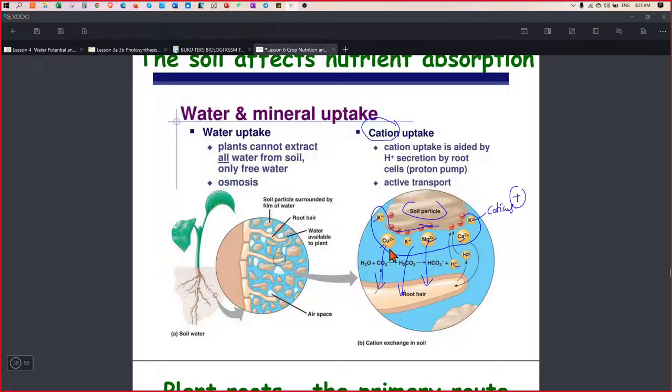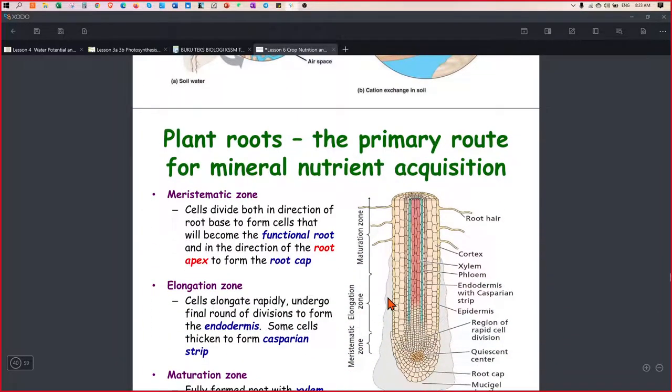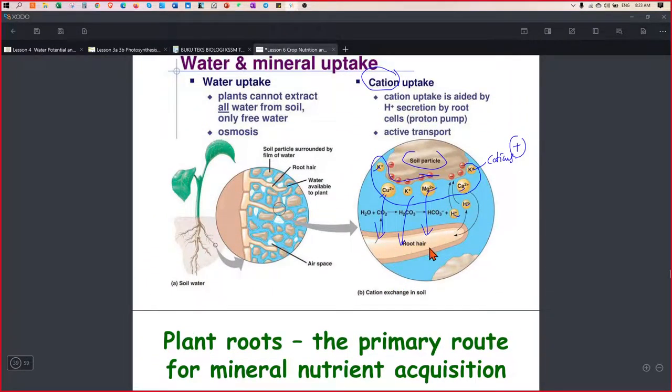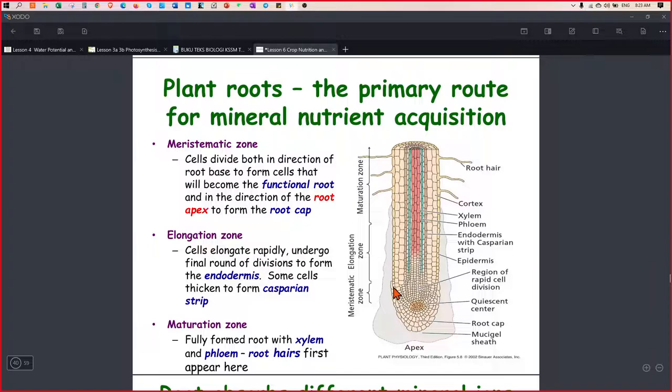Okay, right. So this is one way of nutrient absorption by the root. That is all you need to know up to this point. Actually, bear in mind, there are more methods to this. So it shows you that the root hair is very important. So let's look at the root hair. What's the deal with the plant root?